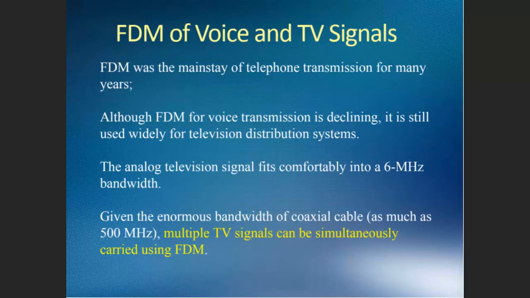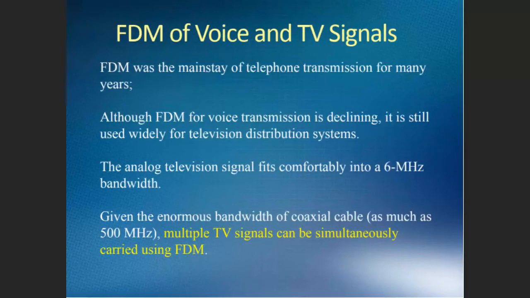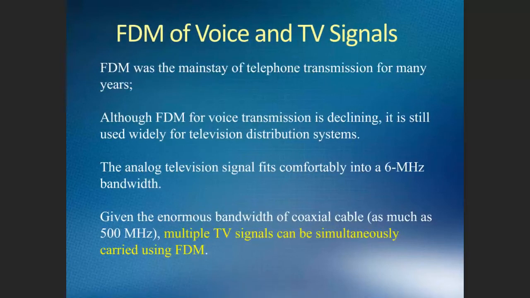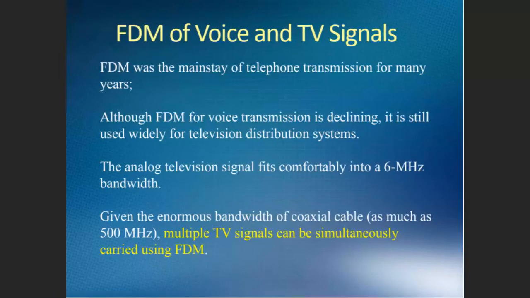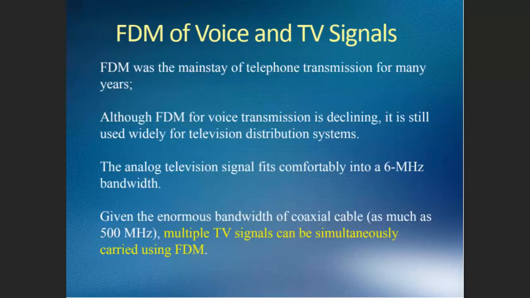Given the enormous bandwidth of coaxial cable, which can handle 500 megahertz, and each channel is using 6 megahertz, I'm not utilizing the full capacity of the cable. So it's better to do multiplexing, and I can allow different inputs. So multiple TV signals can be simultaneously carried using FDM. This is one example.